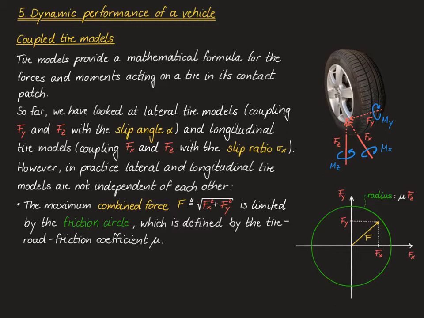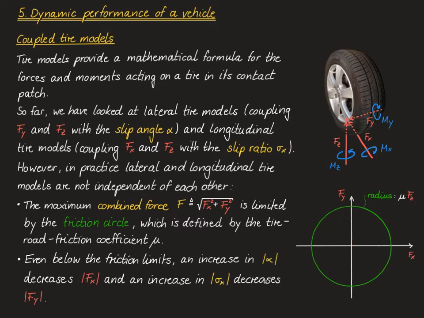This is, for instance, the reason why you should not brake in a curve when you're driving at the performance limits of a car. Instead, when you're driving a car at the limits of its performance, like for instance on a racetrack, the driver has to brake before entering the curve, because otherwise, if he's braking and steering at the same time, the combined tire force easily exceeds the limits set by the friction circle.